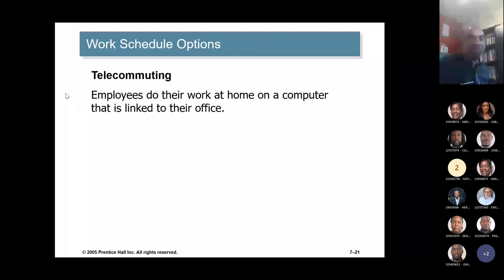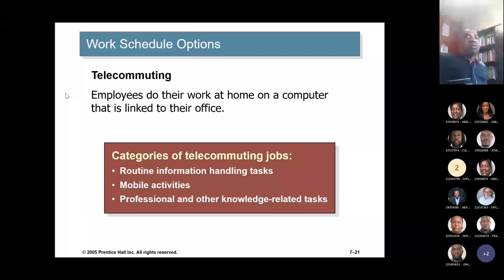Now, what schedule option? We now have what is also called telecommuting. Employees like to work electronically and telephonically. Employees do their work at home on a computer that is linked to their office. I know women like this kind of job very much because women are multitasking. They have children to look after sometimes. So they stay at home and work, can you see? Probably the children are still very young. They can put them to sleep by petting them, and now they can be operating on their computer, can you see?